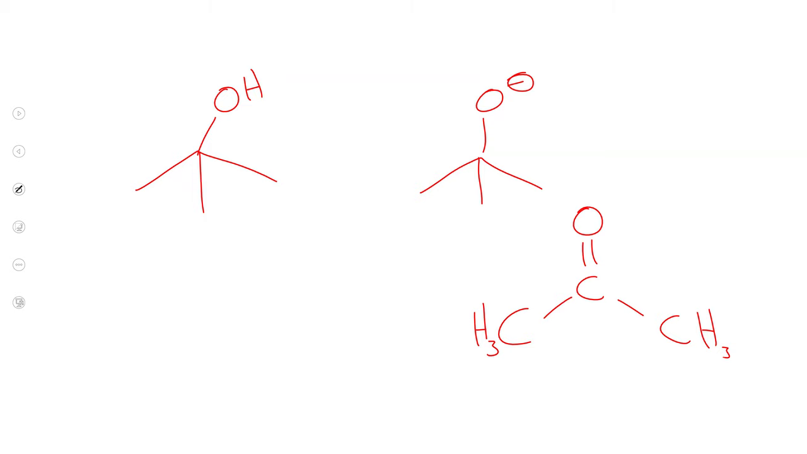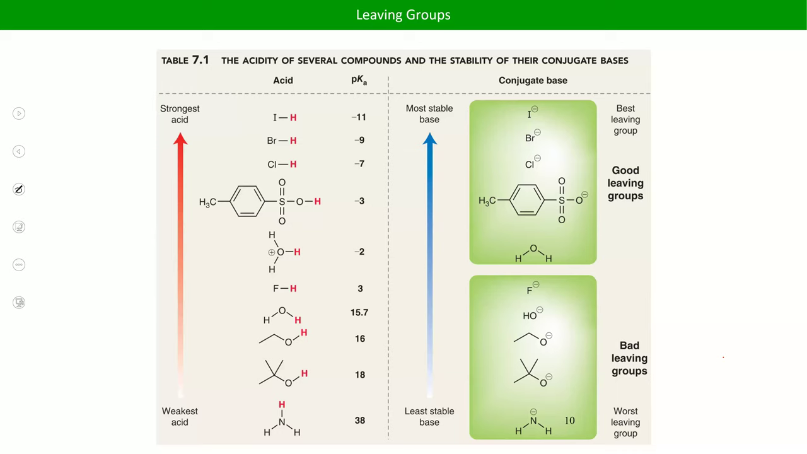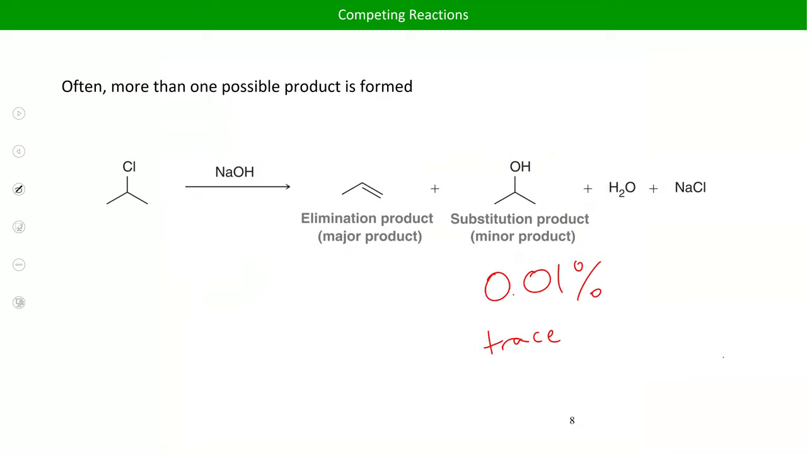So with all that in mind, these are all the variables that we're trying to consider when we're looking at which of these mechanisms is going to be favored at any given time. A good base with a bad nucleophile is going to favor elimination. A good nucleophile but a bad base is going to favor substitution. So we can switch those major and minor products by controlling things like what solvent we are using, or what nucleophile or base we are using.